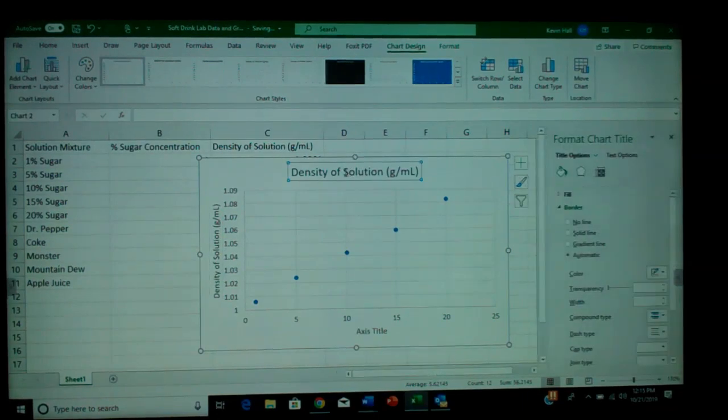We'll double click on here. Density of sugar solutions. And you really don't need that grams per milliliter in there. I left it in second period. If you do, it's all good. I'm going to leave it because I like units so much. I'm weird like that. Okay?